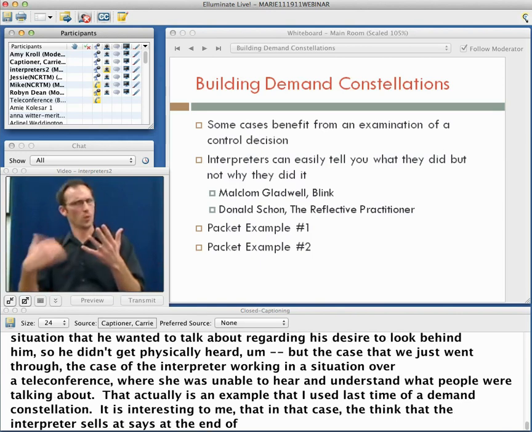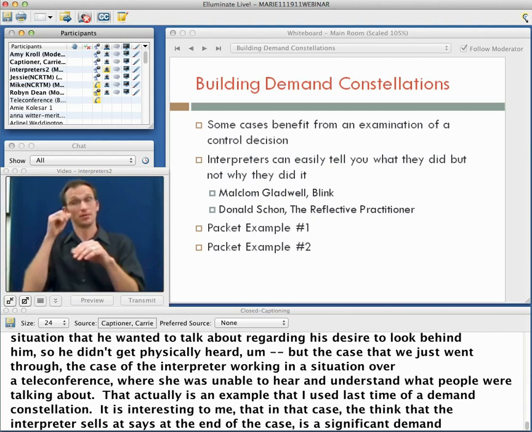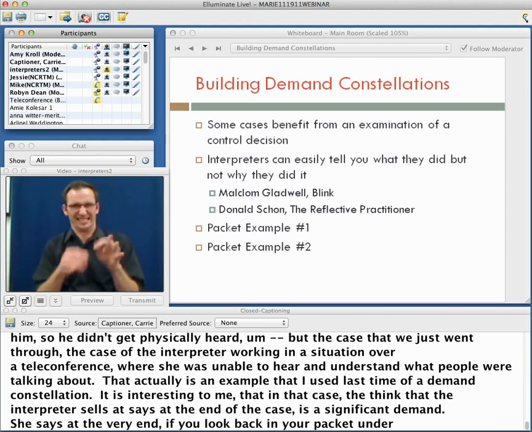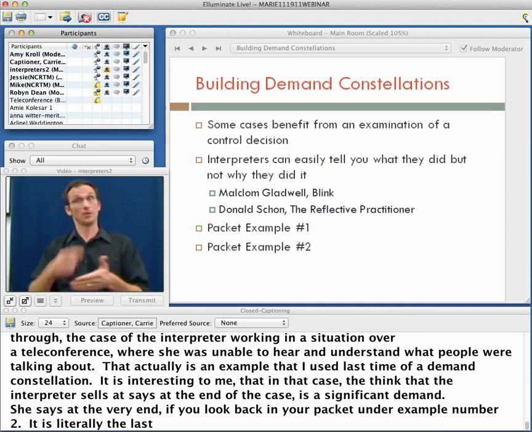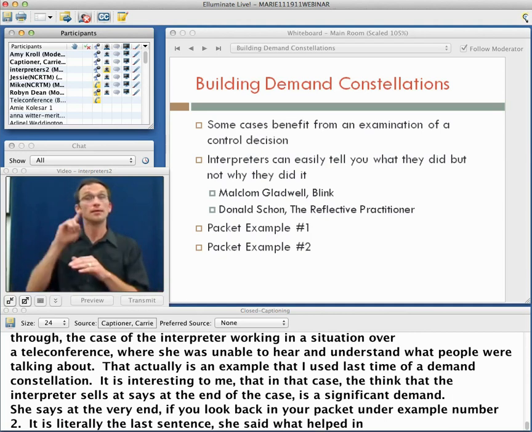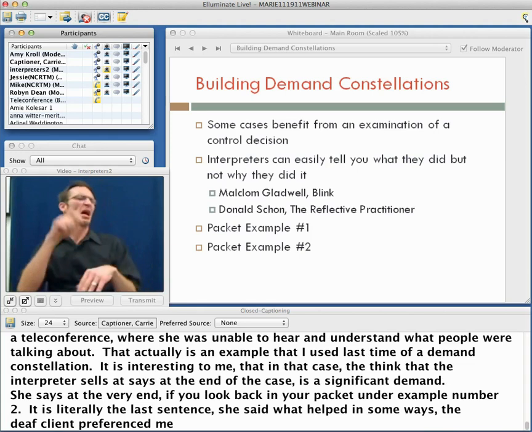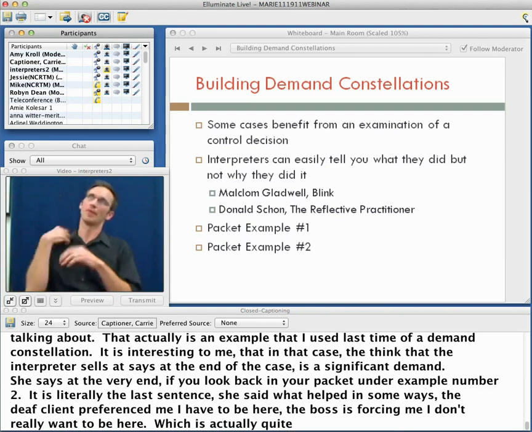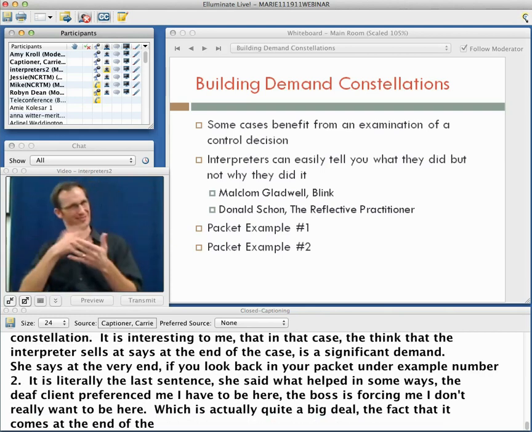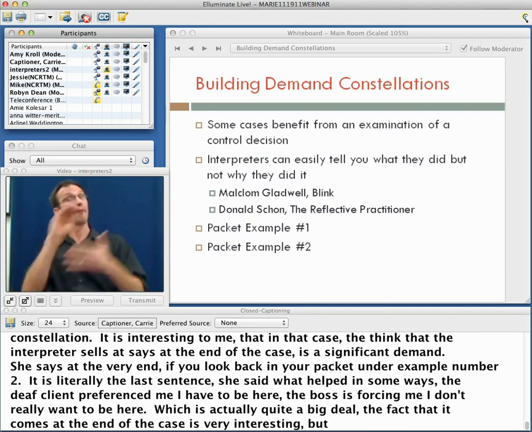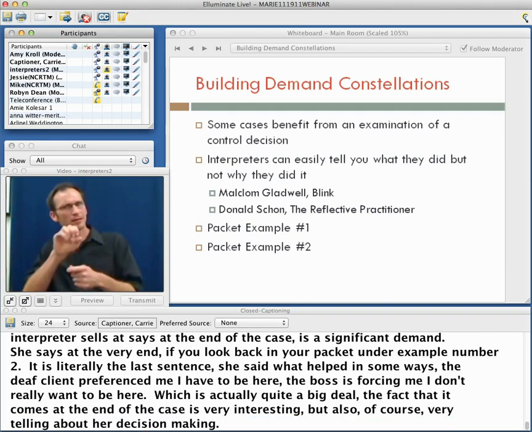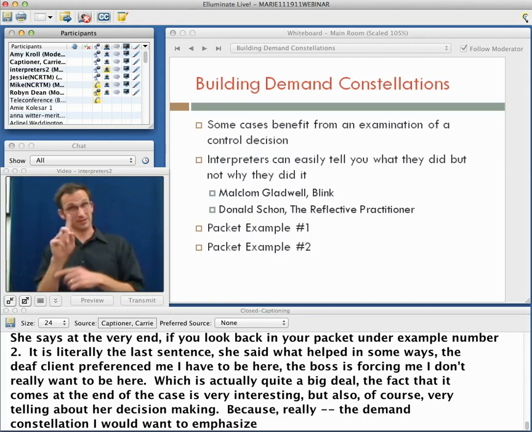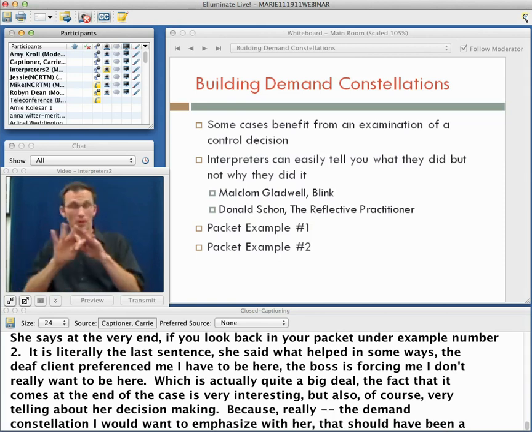She says, at the very end, if you're looking back in your packet under example number 2, it's literally the last sentence. She says, "What helped in some ways was the deaf client prefaced me with, 'I have to be here. The boss is forcing me. I don't really want to be here,'" which is actually quite a big deal. And the fact that it comes at the end of the case, I think, is very interesting, but also, of course, very telling about her decision making, because really, the demand constellation I would want to emphasize with her is that that should have been a continuous concurrent demand with any main demand that presented itself.